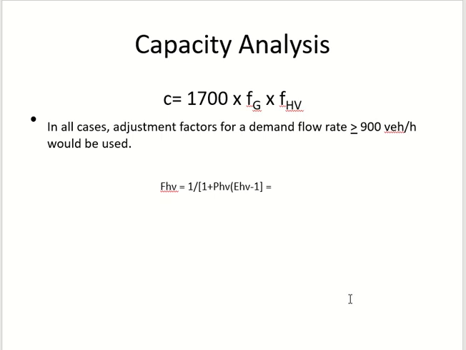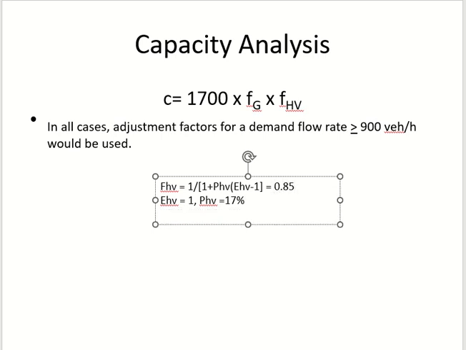EHV again depends upon terrain. Terrain we have assumed level. For level terrain, EHV is 2. From where did I get it? There's a table for that, in the last topic. Then go and check. Right now, just believe me. So EHV is 2, and PHV is 17% given. So FHV is 0.85.